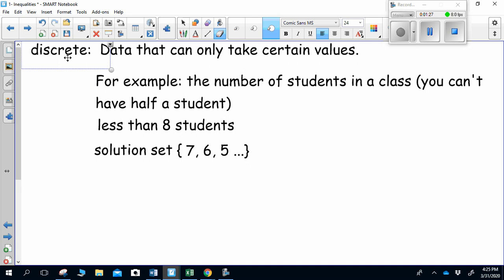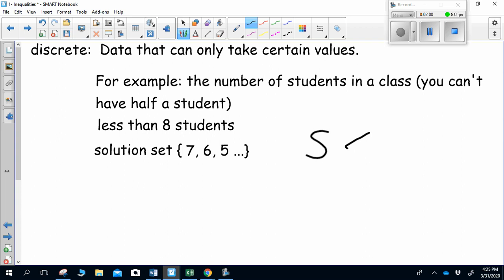So let's say less than 8 students. Well, less than 8 students would be 7 students, or 6 students, or 5 students. Because it could be a whole bunch of different answers, I'm going to put 7, 6, 5, and then those 3 dots, which is called an ellipsis, afterwards, because that could be my solution set. The way I would write that inequality is S, standing for the number of students, is less than 8. And so I've got my solution set of 7, 6, and 5.